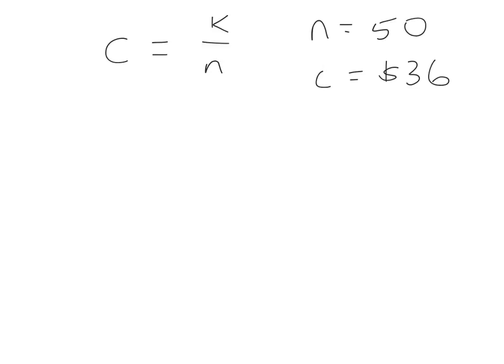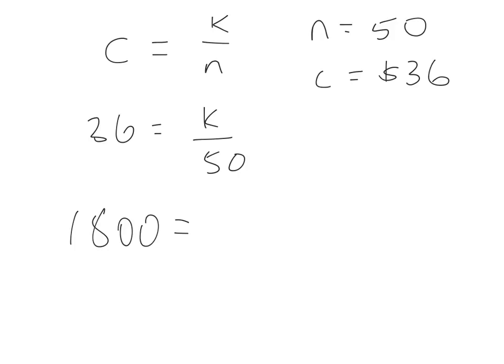So we can work out k from this. If C is 36 and N is 50, to solve this, what do we have to do? Times it by 50. So that works out at 1800 equals k. If we finalise our formula, we get something that looks like that.